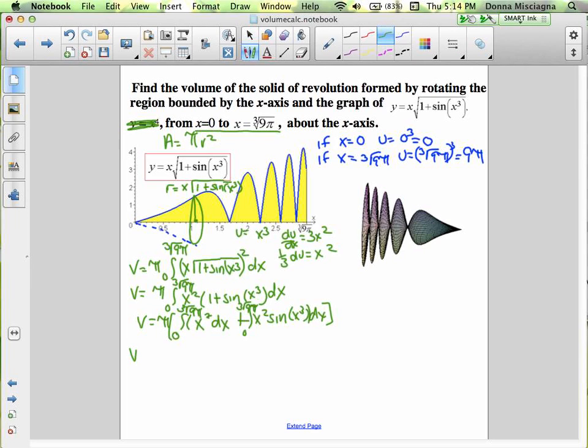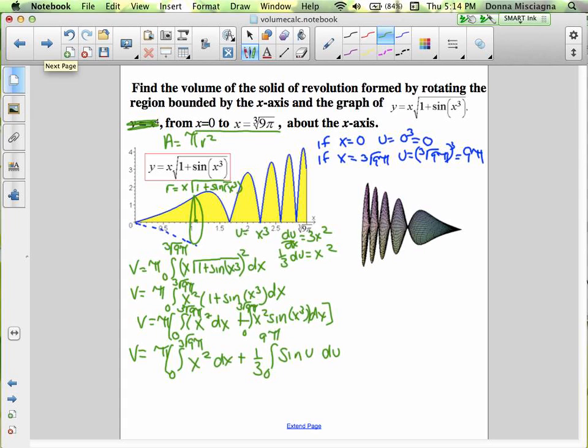So we have our volume is pi, and this one we're not going to do anything with, from 0 to cube root of 9 pi, x squared dx, plus, now over here we have 1/3 integral from 0 to 9 pi of sine u du. So now we'll integrate. It's a reasonably simple integration now.